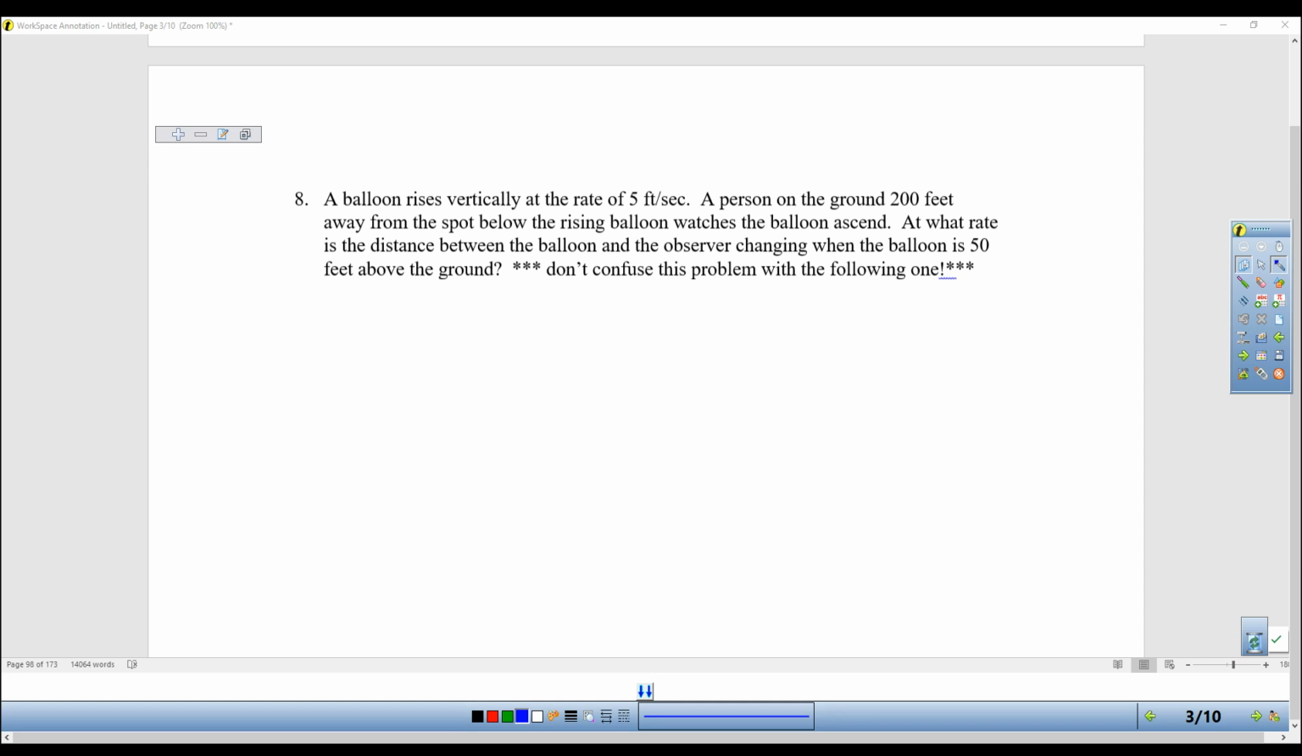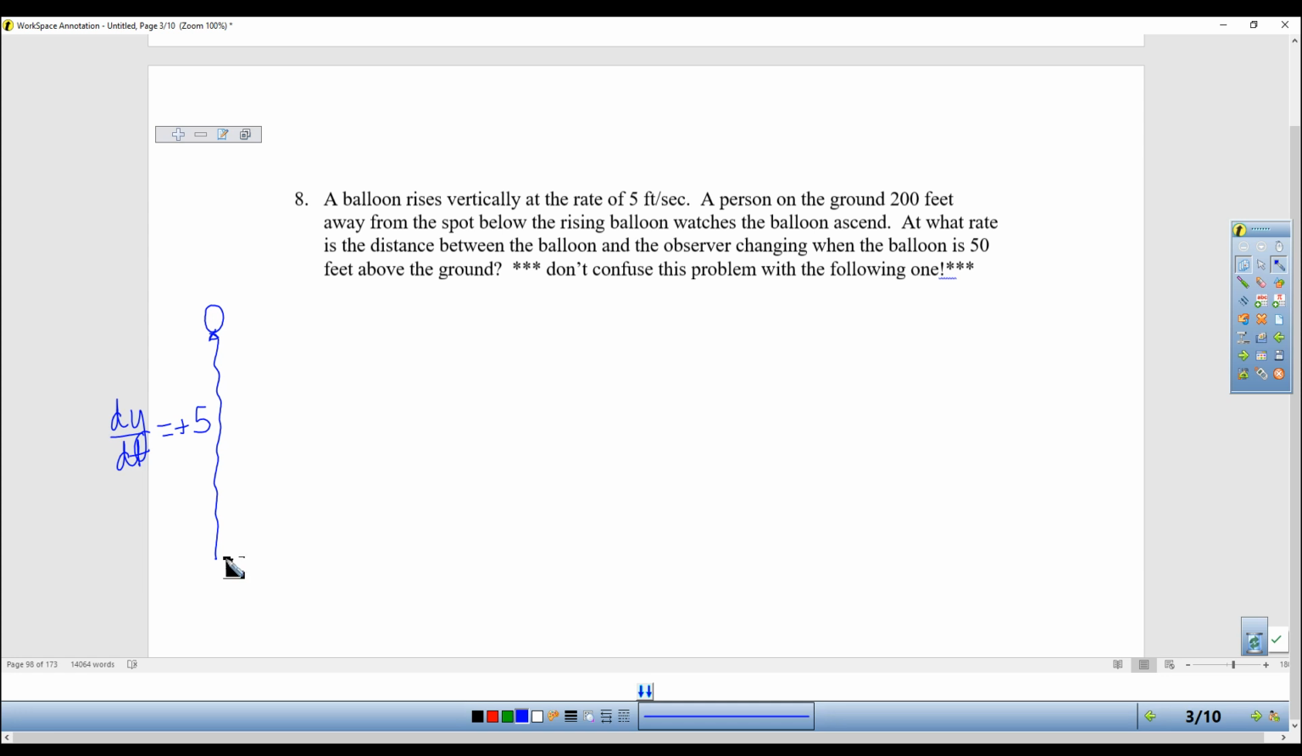Number 8 says, a balloon rises vertically at a rate of 5 feet per second. So here's my balloon. It's rising. So if we call it, like usual, a vertical distance y, then the dy/dt is the rate at which y is changing. And since the balloon is rising, it's positive 5 feet per second.